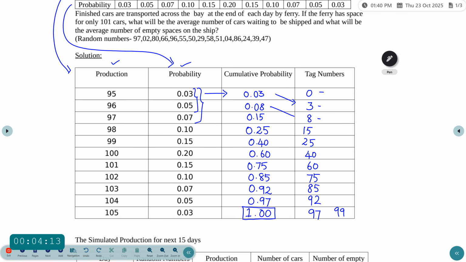If the number is 3, then the range is 0 to 2. If it is 8, we need to take 8 minus 1, that is 7, so 3 to 7. Next 8 to 14, 15 to 24, 25 to 39, 40 to 59, 60 to 74, 75 to 84, 85 to 91, 92 to 96, and 97 to 99. So these are all the tag numbers.